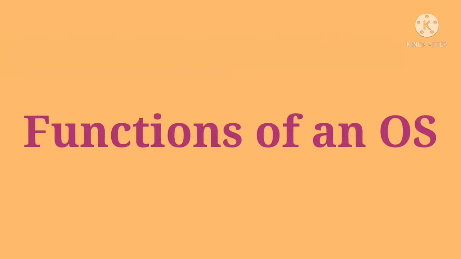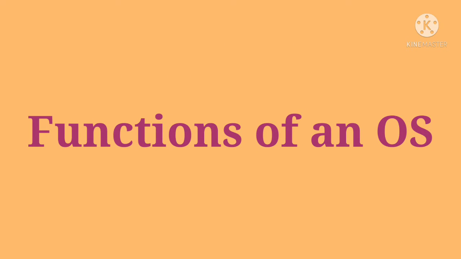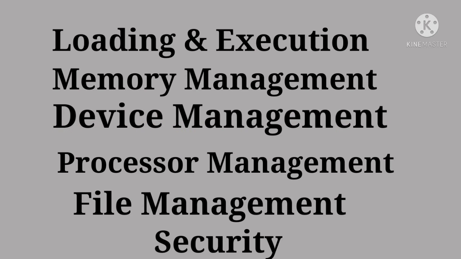Next, functions of an operating system. The main functions of an operating system are loading and execution. It loads programs and then executes them. Next, memory management. It manages memory within the computer. Device management. It controls all the peripheral devices like keyboard, mouse and so on attached to the computer with the help of software called device drivers.